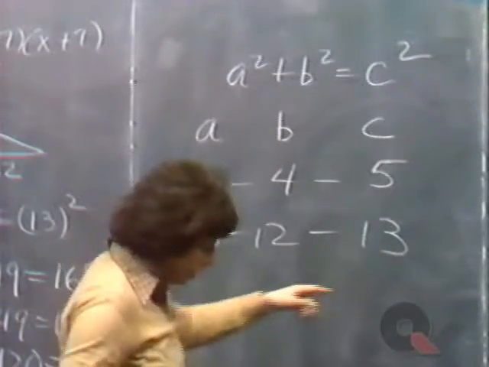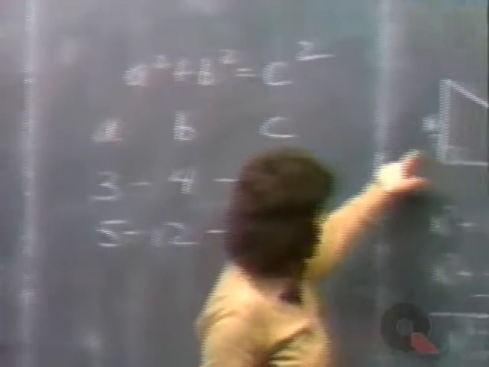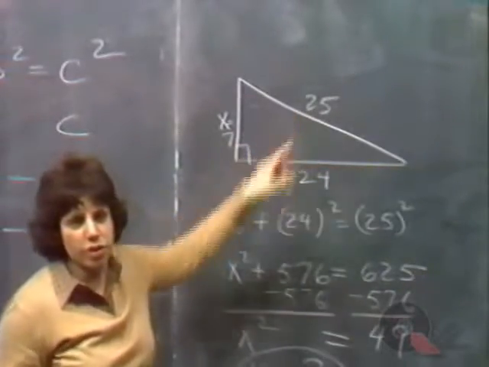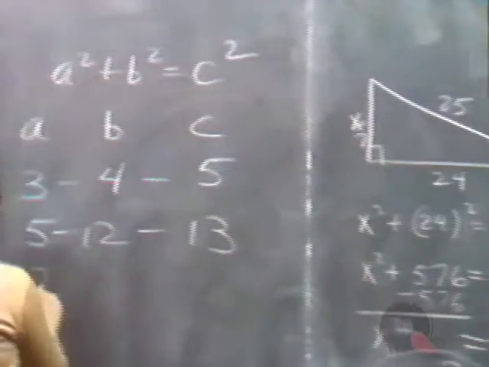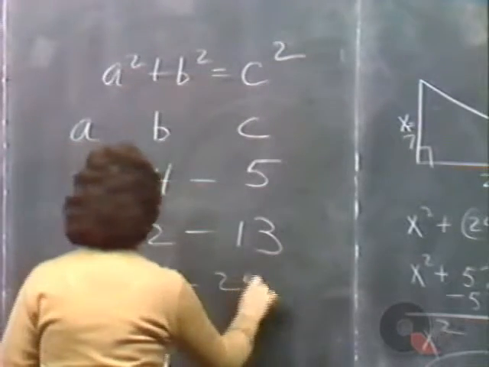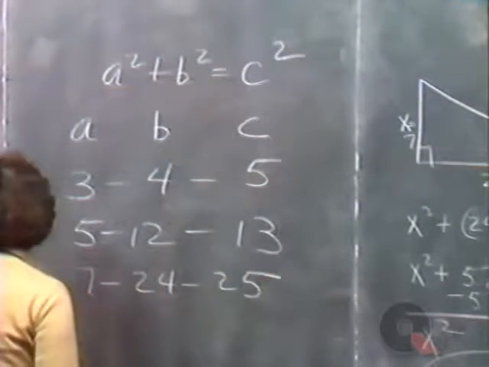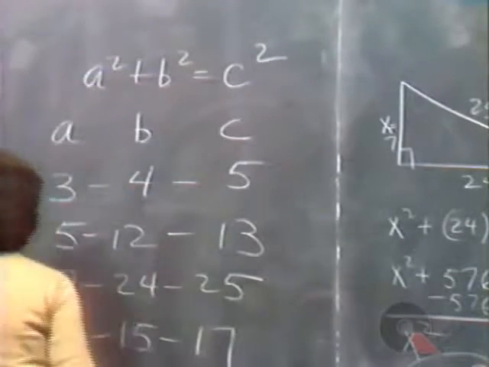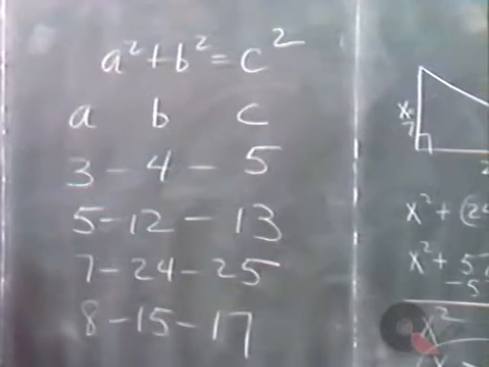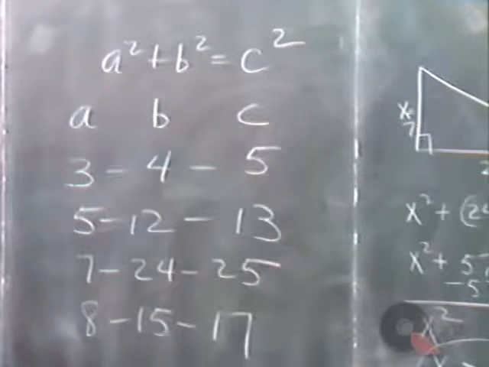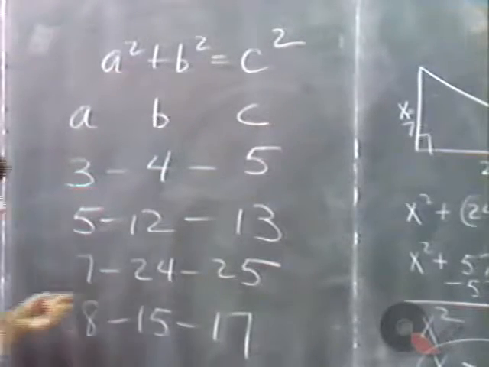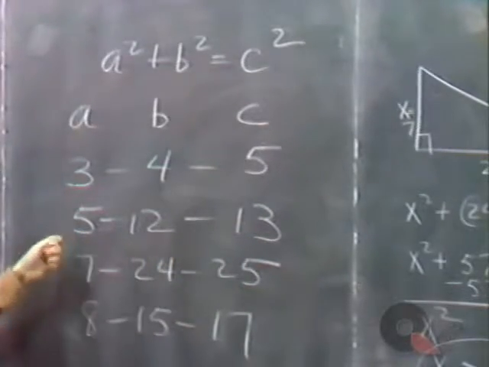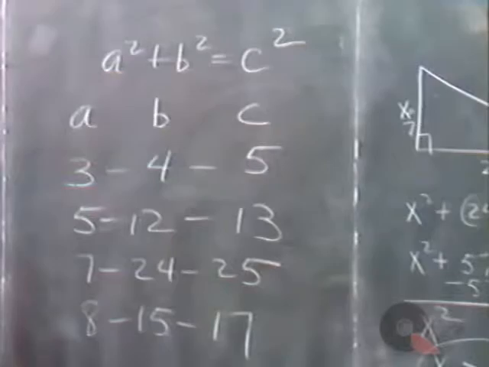Okay, the one that we worked out in this example as well is another common one, 7, 24, 25. And one last one, 8, 15, and 17. It might be to your advantage to memorize these. If you see, for example, that you have a right triangle, and you know the hypotenuse is 13 and one of the legs is 12, without any further calculation, you would know that the other side had to be 5.